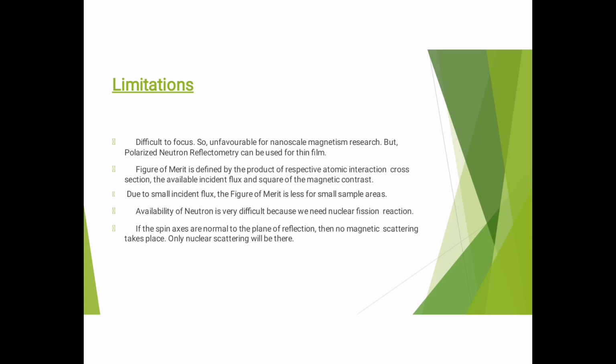Second, the figure of merit is defined by the product of the respective atomic interaction cross section, the available incident flux and the square of the magnetic contrast. Due to small incident flux, the figure of merit is less for small sample areas. Availability of neutrons is very difficult because we need a nuclear fission reaction. If the spin axes are normal to the plane of reflection, then no magnetic scattering takes place. Only nuclear scattering will be there.